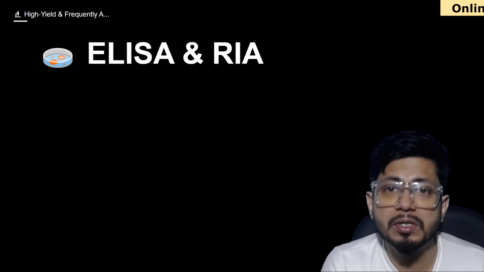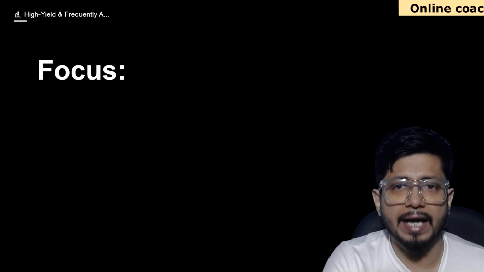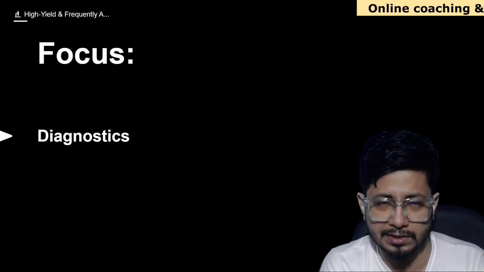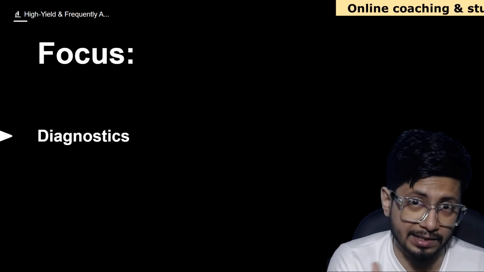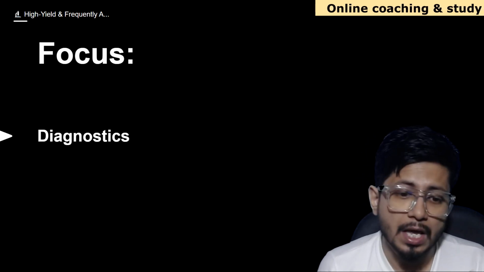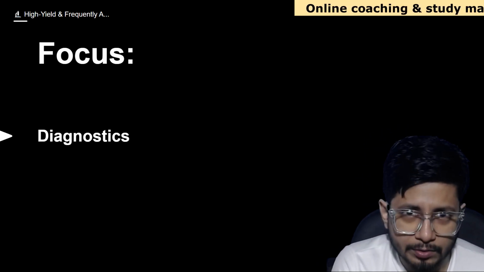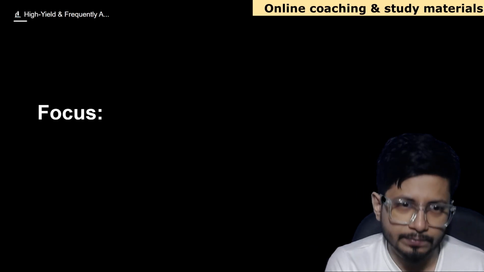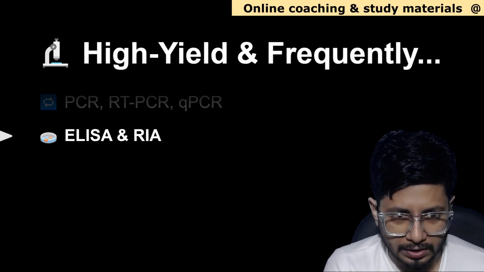ELISA and RIA, immunological techniques, 3 star out of 5 in terms of frequency. It focuses on techniques like ELISA for the diagnosis of different diseases by detecting the presence of antibodies and antigens in the serum. So here we talk about sandwich ELISA, direct and indirect ELISA, and also radioimmunoassay or RIA.